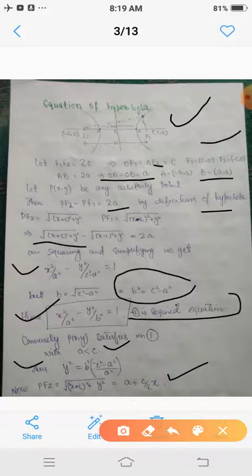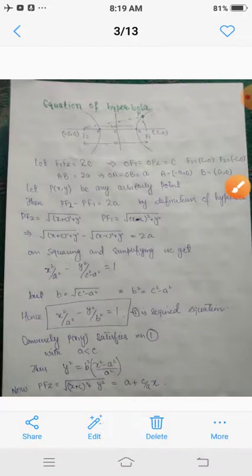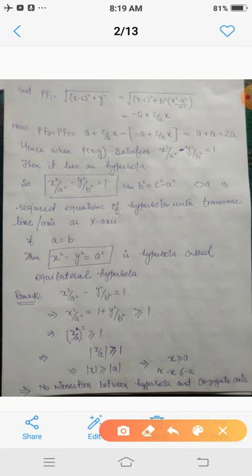Substituting y square equals b square into (x square minus a square) upon a square. Similarly, PF1 equals under root of (x minus c) whole square plus y square, equals root of (x minus c) whole square, substituting the value of y square, because P(x, y) satisfies x square upon a square minus y square upon b square equals 1. So from this we get minus a plus (c/a) into x. Now we will find this difference of distances, that is PF2 minus PF1. This equals (a plus (c/a)x) minus (minus a plus (c/a)x). Now this simply equals 2a.